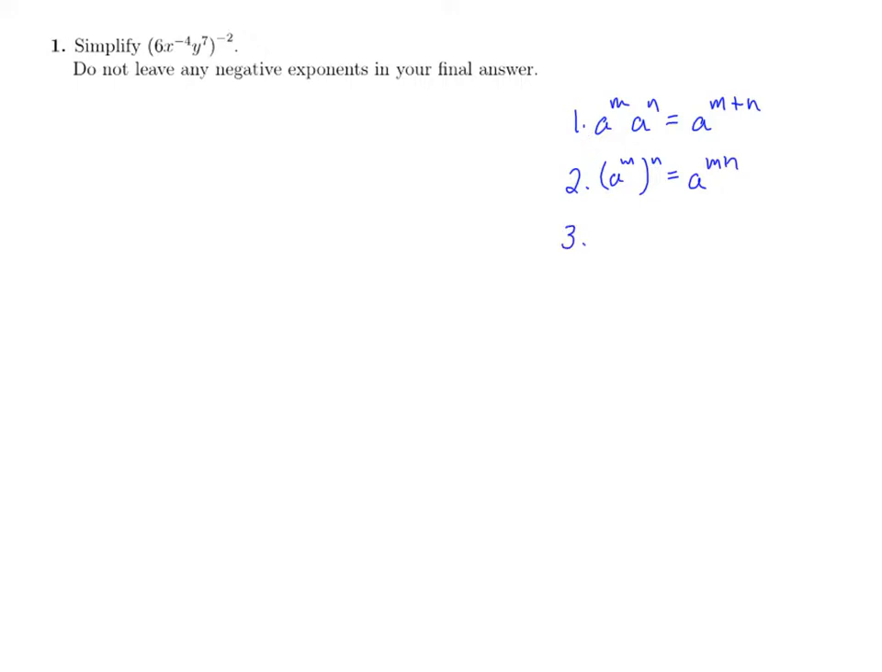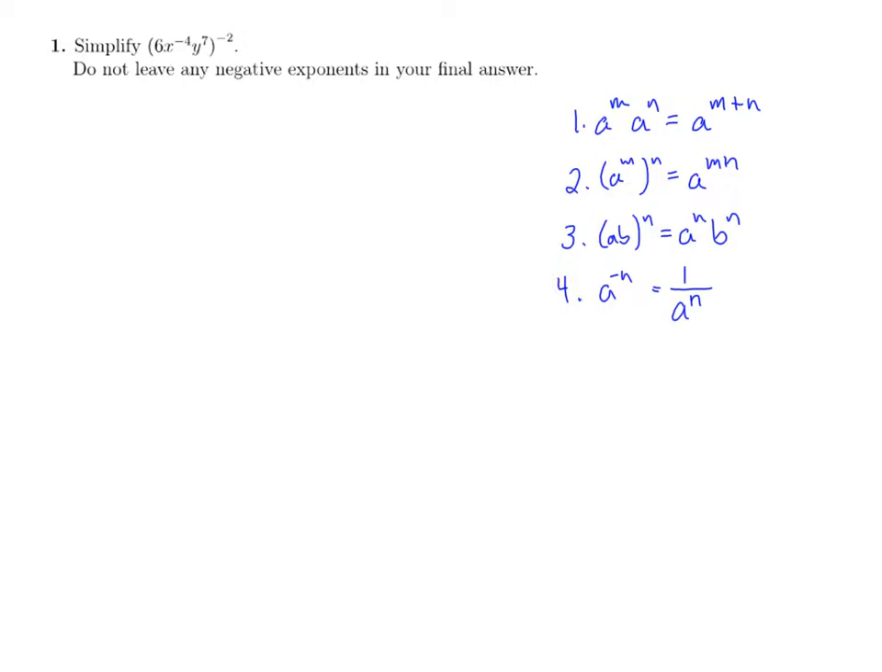Our third one that we'll need is that if we have the product of some expression or number a and b raised to the power of n, then that's the same as a raised to the power of n times b raised to the power of n. And our fourth rule will involve negative exponents, and that simply is that if we have a raised to a negative n exponent, then that's the same as the reciprocal, and so we're going to write that as 1 over a to the n. So the reciprocal of a to the n, with n being positive in that case.